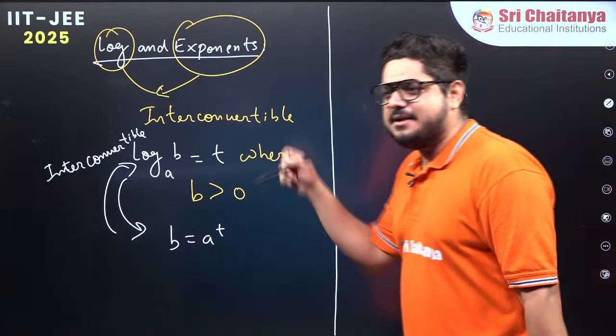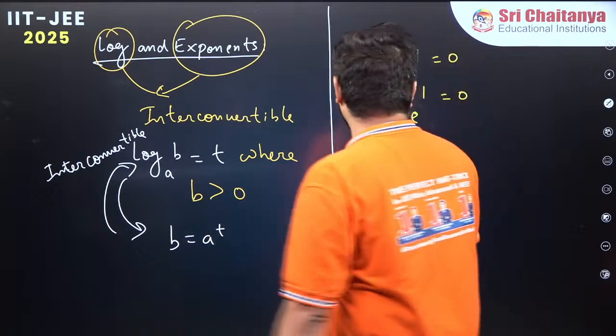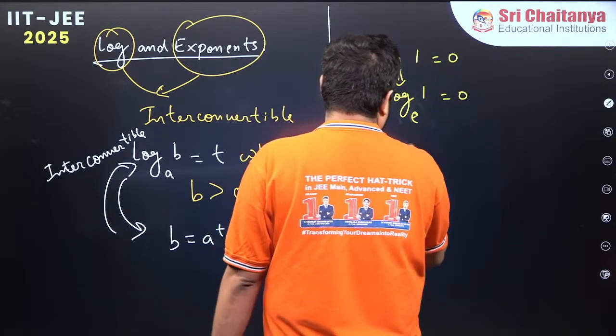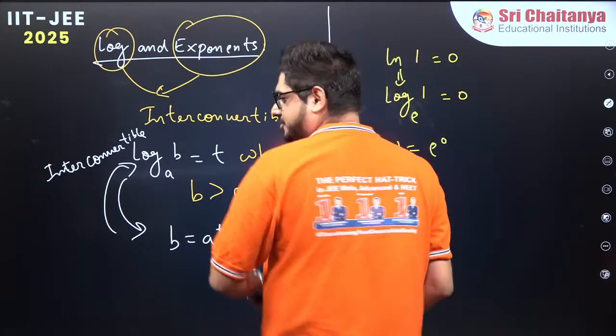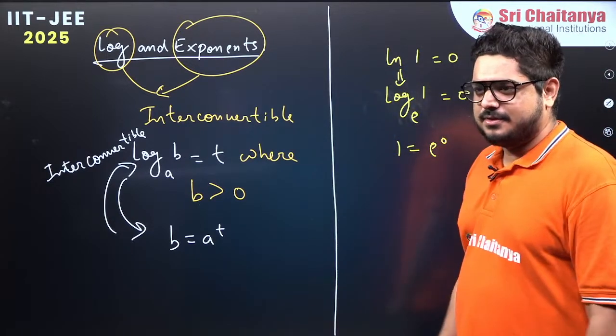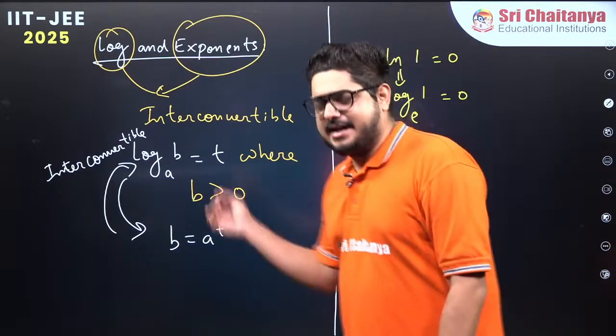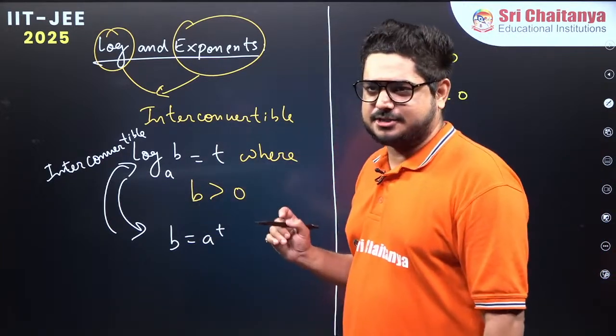Logarithm having base of e. Okay, so you can write it down over there. So now we can write it down. 1 can be written as e to the power 0. So 1 we can write it down as e to the power 0. So this is what is known as ln and log functions, and exponents. They are interconvertible with respect to each one of them.